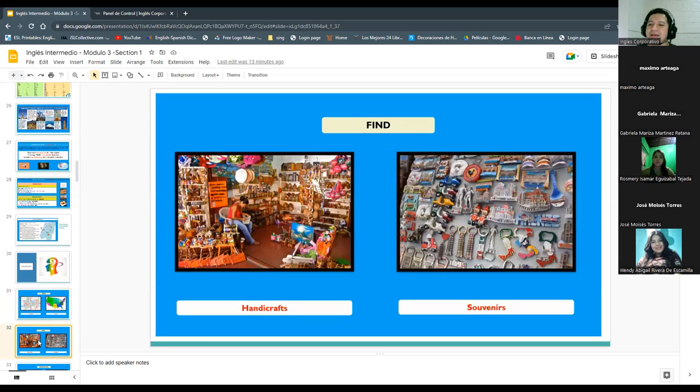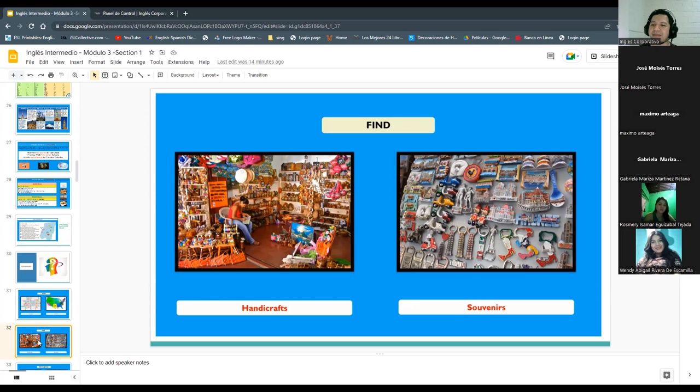Perfect. Another vocabulary, fine. We can find in a country handicrafts and souvenirs. What is a handicraft? What is that? A handicraft. Yes, I think handicraft is something made by the hands.